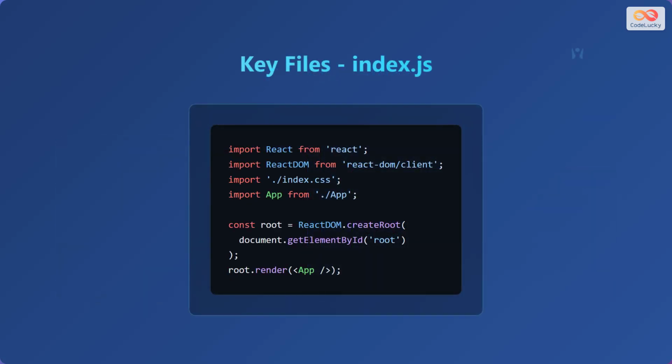Let's examine the index.js file more closely. This file is the entry point of your React application. It imports React, ReactDOM, global styles from index.css and the main App component. It then uses ReactDOM.createRoot to mount the App component into the root element of your index.html file. This is where React takes over and begins rendering your application.